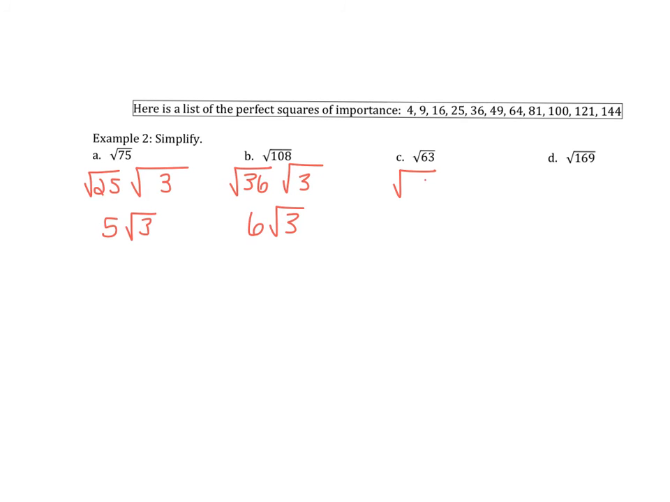63 is divisible by 9, so we do 9 times 7. And simplify the perfect. Square root of 9 is 3. 7 is not perfect. It gets stuck inside. And then 169, in my head I'm thinking that actually sounds like a perfect square. So I type in my calculator square root of 169, and I see that it is actually 13. So if you are dealing with a perfect square, just write the integer answer.